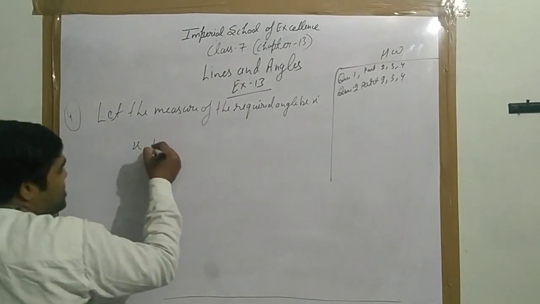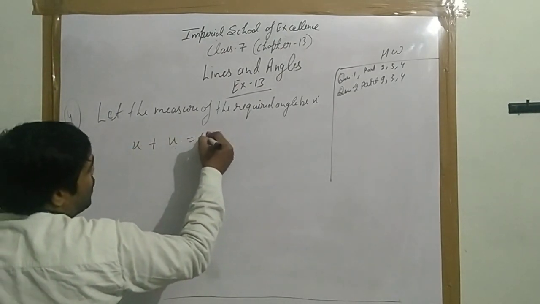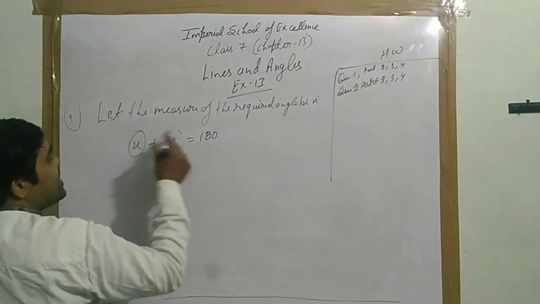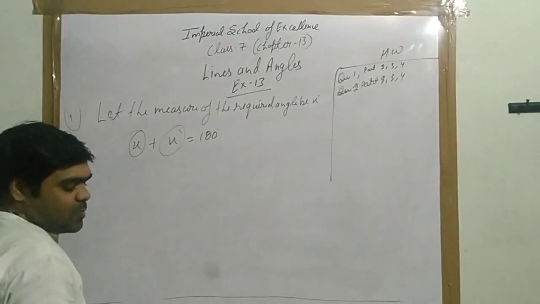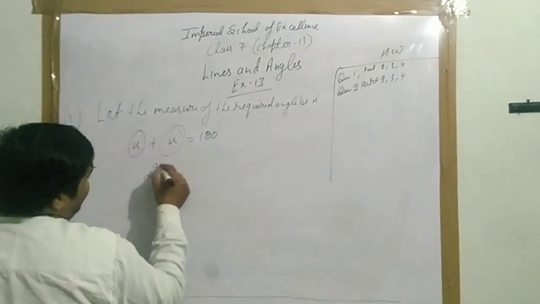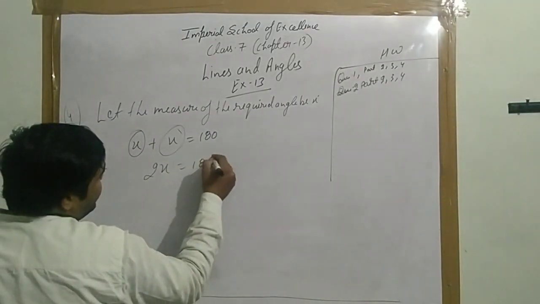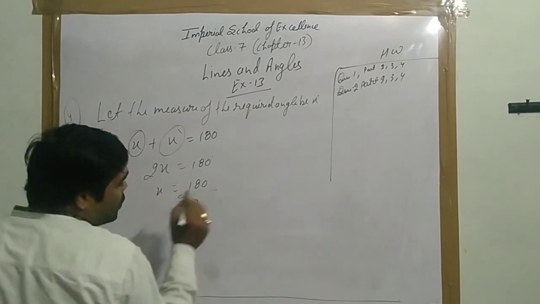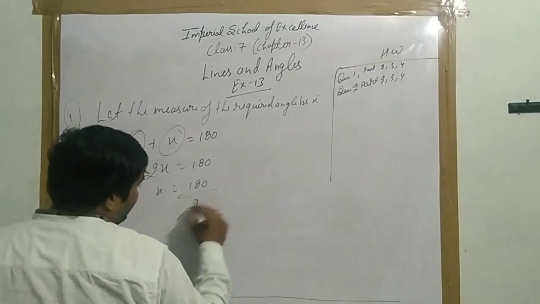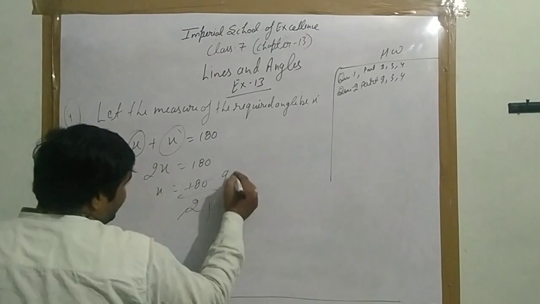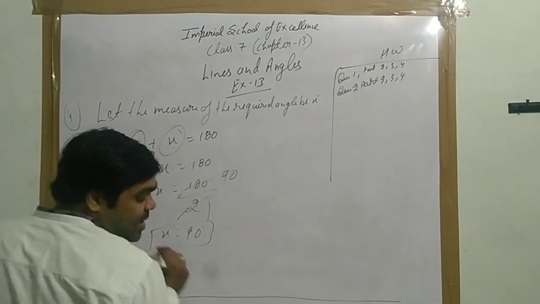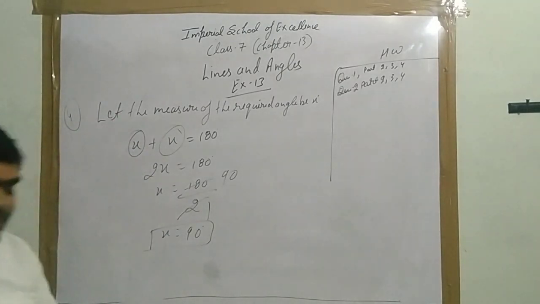So x plus x equals 180 degrees. Why? Because one angle is this and the second angle is this. x plus x equals 180 degrees, then 2x equals 180 degrees. After that, x equals 180 upon 2, so it will cancel. 2 ones are 2, 2 nines are 18. x equals 90 degrees. Your angle is 90 degrees in question number 4.